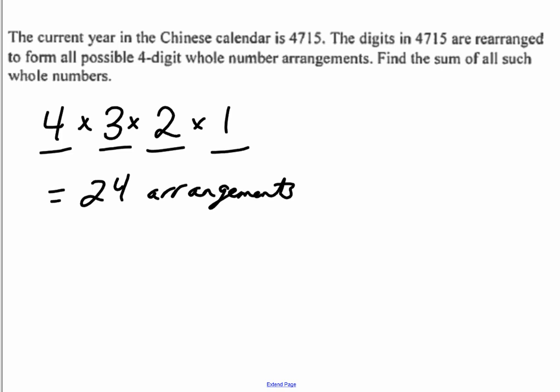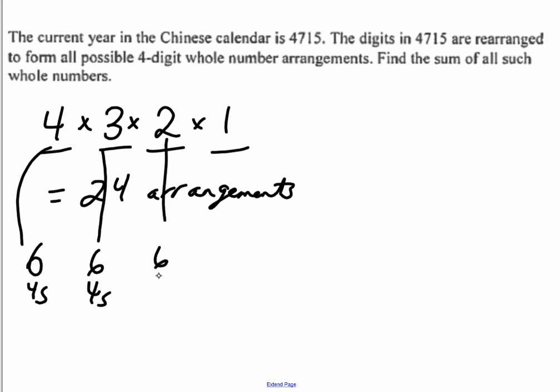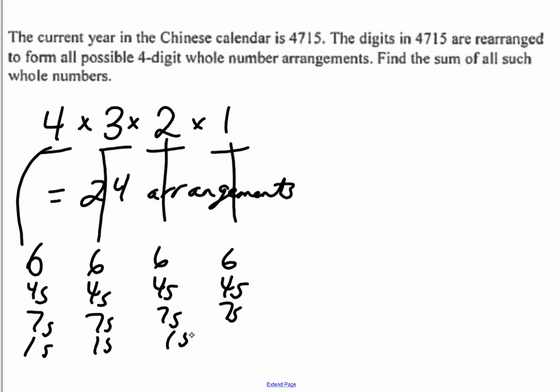Now, you can also be thinking about patterns here. What you're going to realize is that if there's 24 arrangements, there's actually 6 times that the 4 ends up in that place. There's 6 times the 4 ends up here, 6 times the 4 ends up here, and 6 times the 4 ends up here. Likewise, there are going to be 6 times the 7 shows up, and 6 times the 1 shows up, and 6 times the 5 shows up.